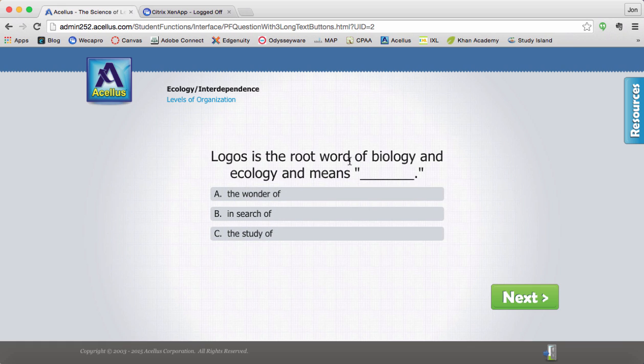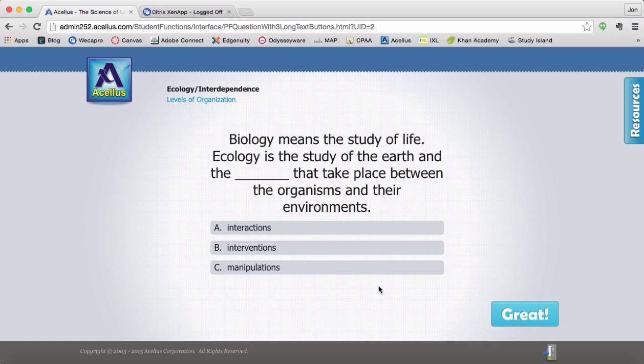Logos is the root word of biology and ecology, and means logos. Okay, again, another direct thing that I hopefully wrote down in my notes. Logos means the study of. Biology means the study of life. Ecology is the study of the earth and the interactions that take place.